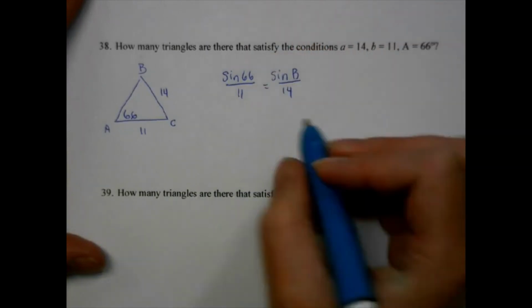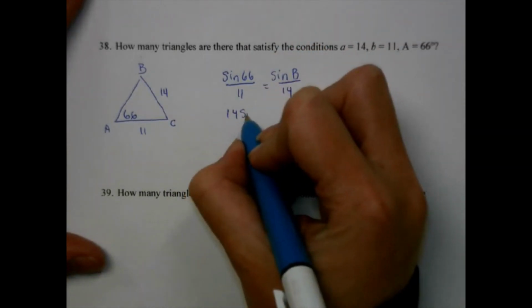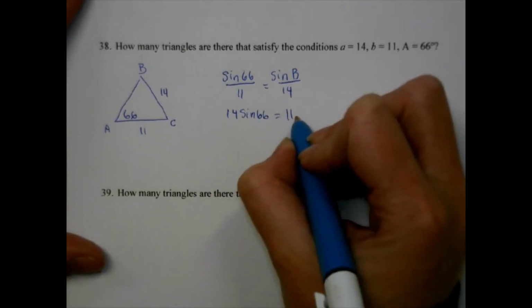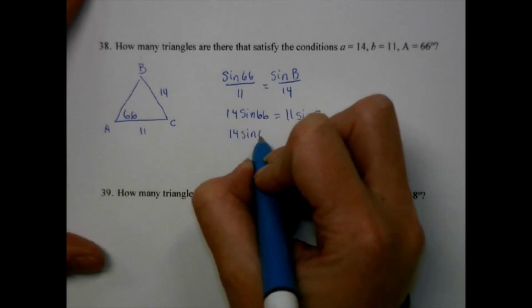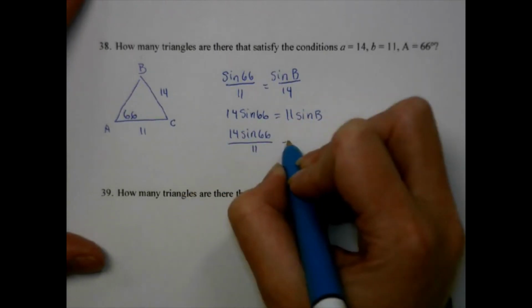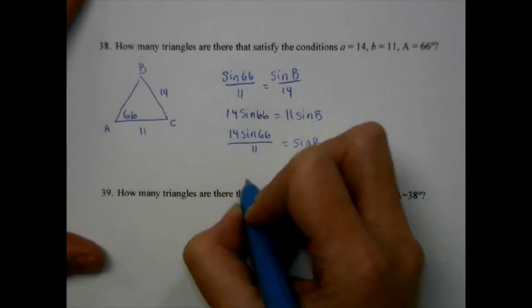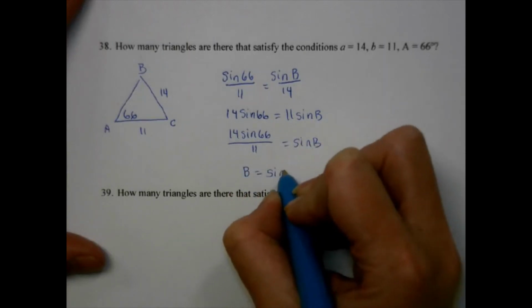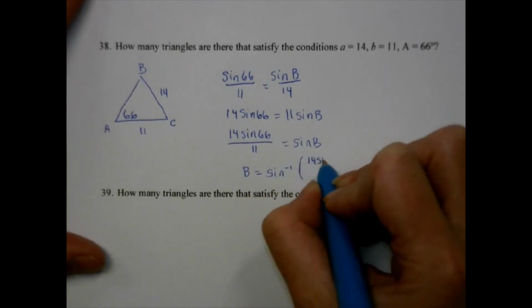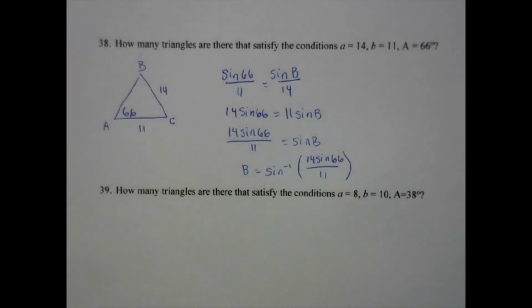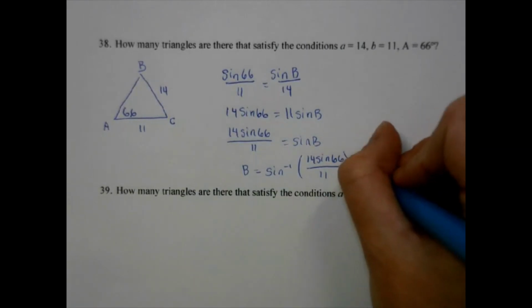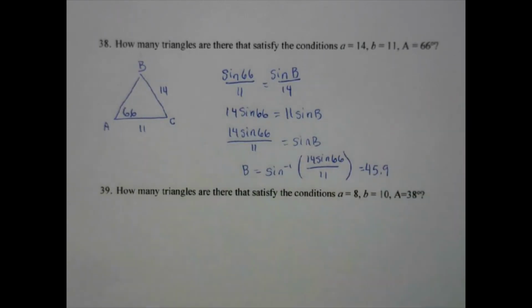Okay, cross multiply, divide by 11. And then B is going to be the sine inverse of 14 sine 66 over 11. So either you're going to get an answer or not. In this case, we will, and it's going to be 45.9. So we have at least one, but there could be a second.